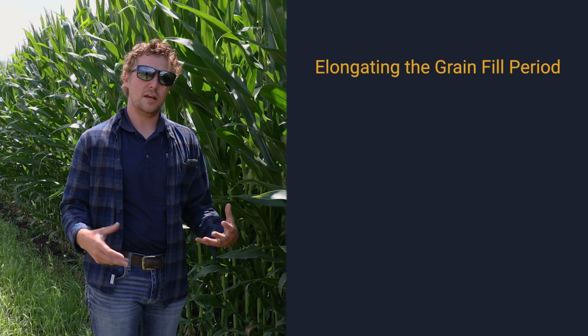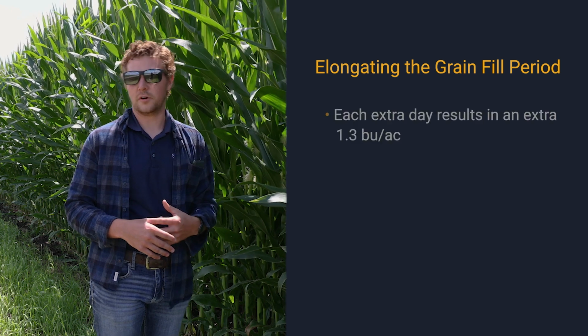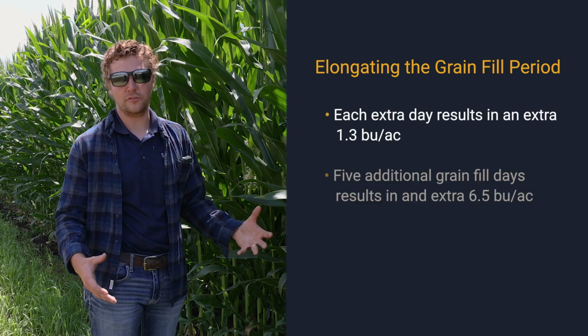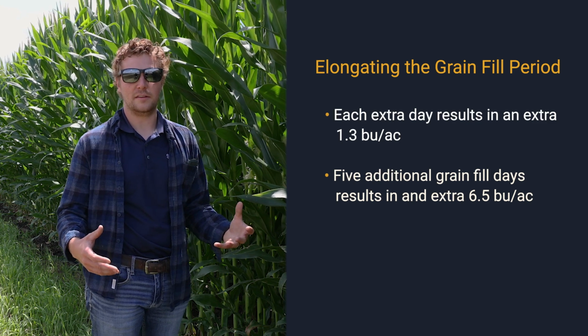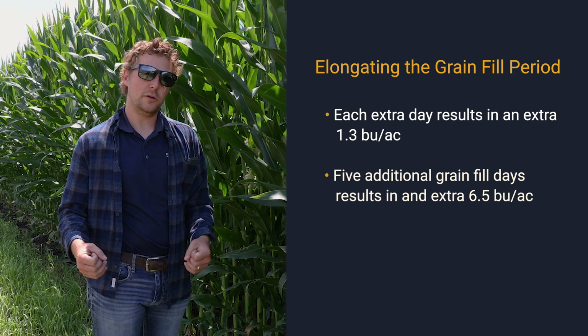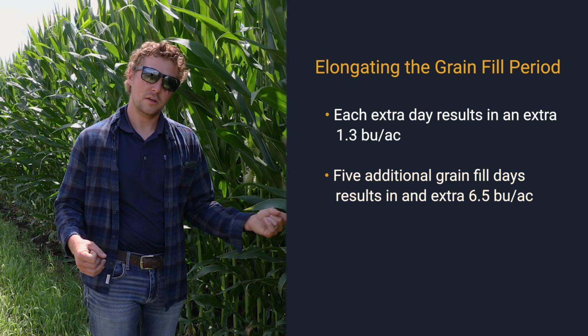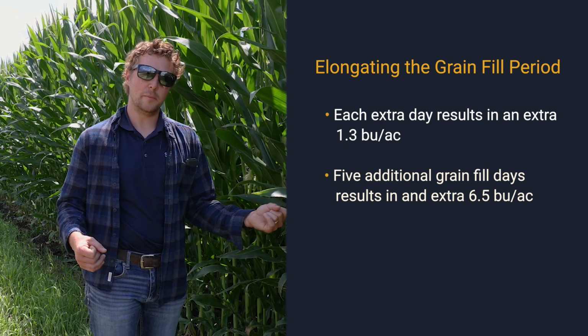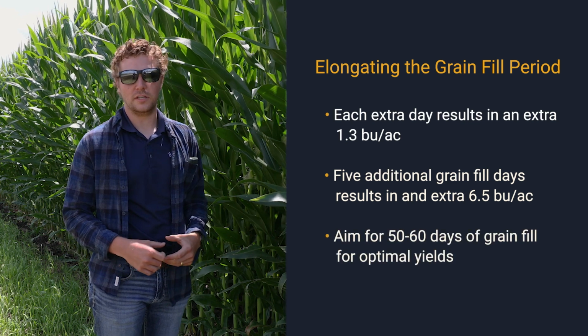Super important to note that also every extra day that we're in this grain fill period, we can add 1.3 bushels per day. So for example, if we have 5 more days of the grain fill period, that equates to about 6.5 more bushels in your pocket at the end of the day. And so, typically we used to look at 35, 40, 45 day grain fill periods as really good. And now with the hybrids we're getting today, we want to be at 50, 55, even 60 plus to really make sure that we're hitting and cranking out the yields that we want to see.